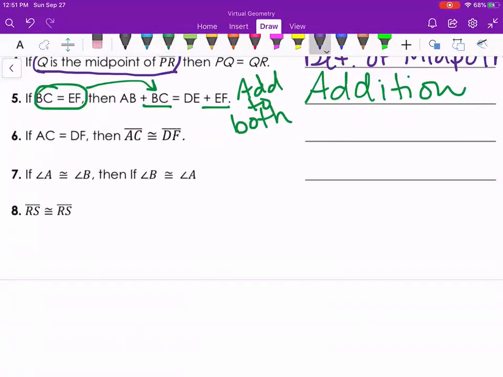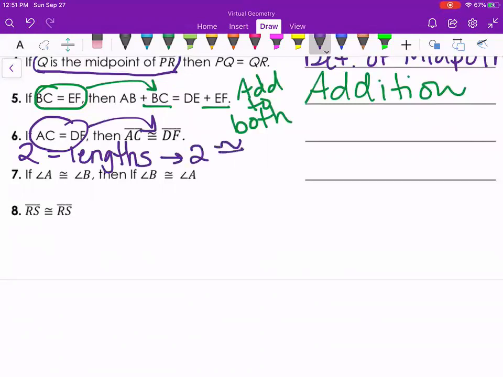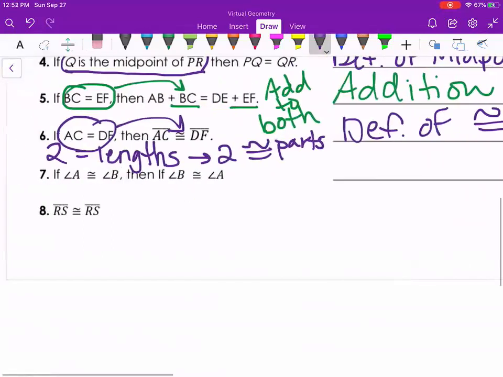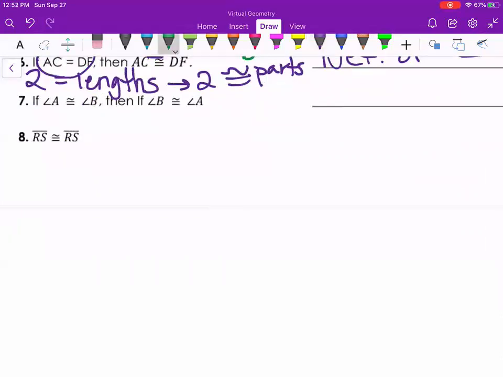So all of those that we've seen before could also fall into these segment properties. All right, our last one, we start off with 2 equal parts. And then we move to 2 equal lengths, not parts. And we move to 2 congruent parts, which is your definition of congruence. I'm going to abbreviate that and use the congruent symbol.